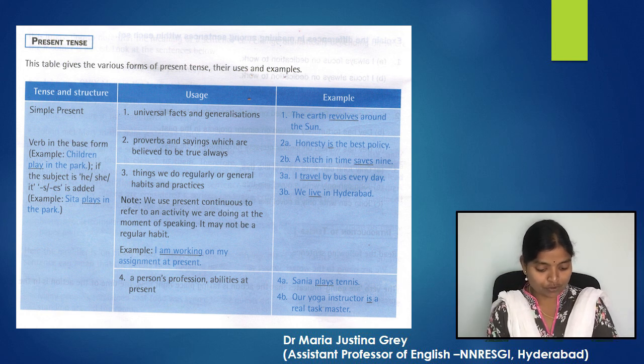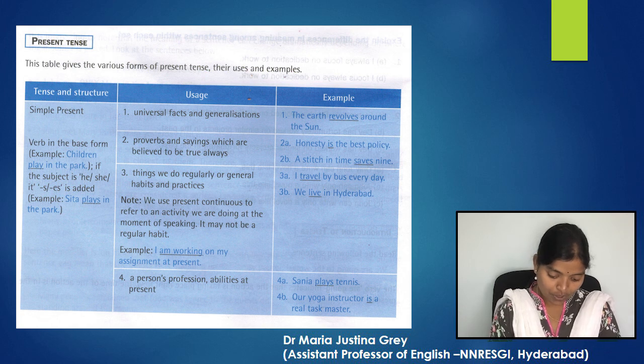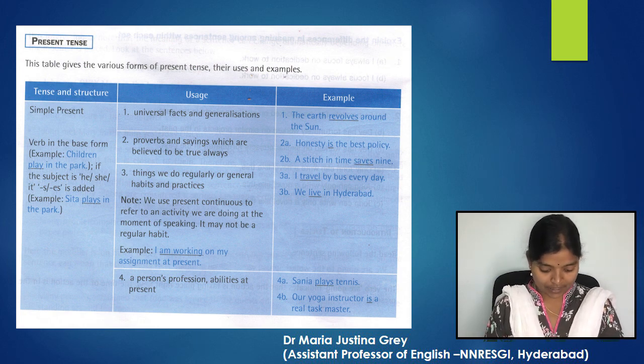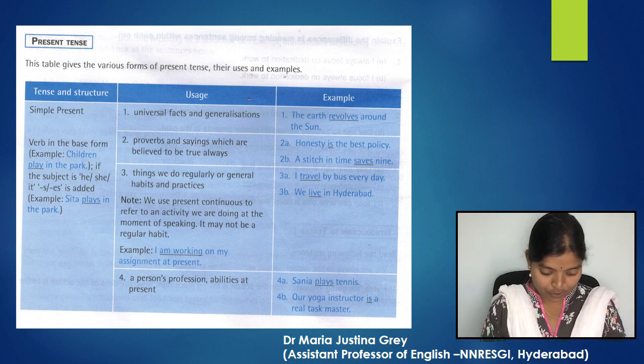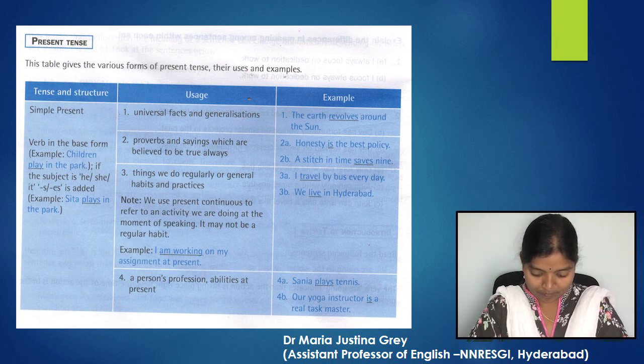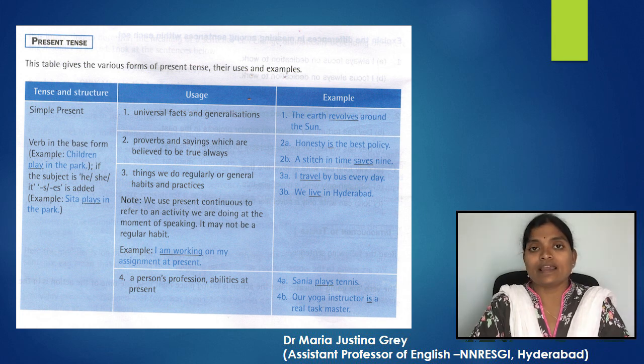Simple present is also used to talk about things we do regularly or general habits and practices. Note, we use present continuous to refer to an activity we are doing at the moment of speaking. It may not be a regular habit. Example, I'm working on my assignment at present. It is something that we are doing right now. So let's look at the examples for present simple, where we talk about things we do regularly or general habits and practices. I travel by bus every day. We live in Hyderabad.